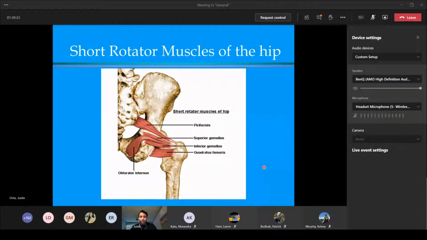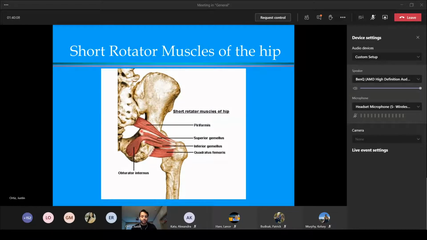Okay, so here are the short rotator muscles of the hip. Again, I put this image because I think it's way more clear than this image in regards to where they are. So again, we have piriformis. Then you have superior gemellus, obturator internus, which would be located right here, obturator internus, inferior gemellus, and quadratus femoris. So just looking at this picture, I can know exactly what the origin and attachments are. These are going to be mostly the greater trochanter of the femur. Piriformis is going to get the sacrum.